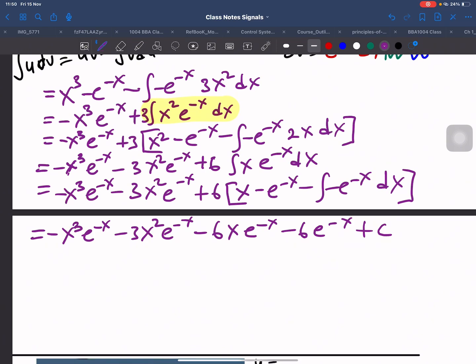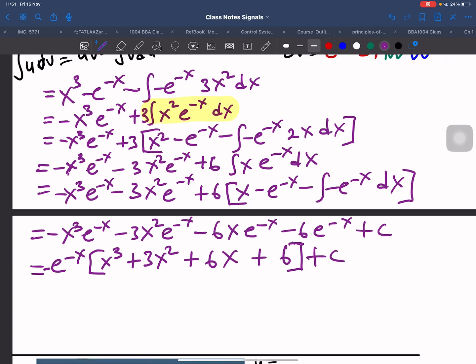So now we have to rearrange. There is something that is common. e raised to power minus x is here, here, here, and here. So we'll bring it out as a common factor, which is going to be equal to e raised to power minus x, and then we put the others in brackets. All of them have minus here, so we'll bring out minus e raised to power minus x and now have x cubed plus 3x squared plus 6x plus 6, plus c. This is the final answer.